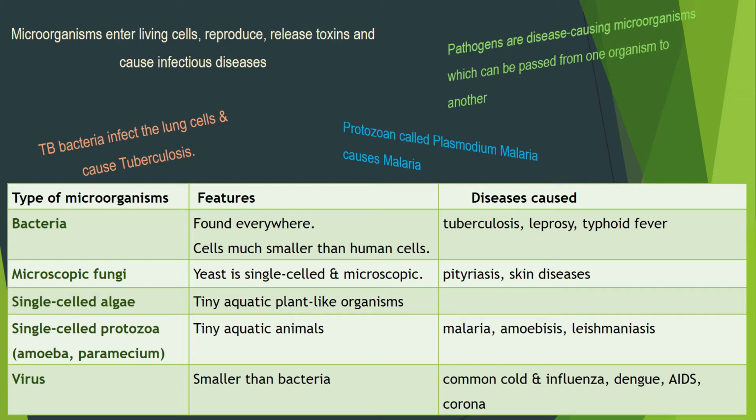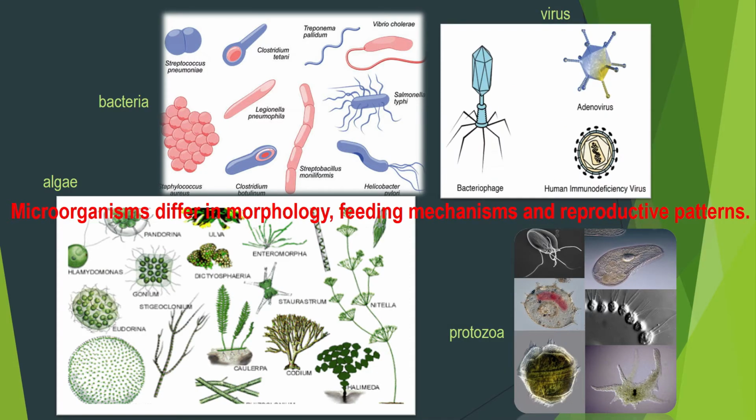Microorganisms enter living cells, reproduce, may release toxins and cause infectious diseases. TB bacteria infect the lung cells and cause tuberculosis. Protozoan called Plasmodium malariae causes malaria. Pathogens are disease-causing microorganisms. These are different types of microorganisms, which differ in morphology, feeding mechanisms, and reproductive patterns.